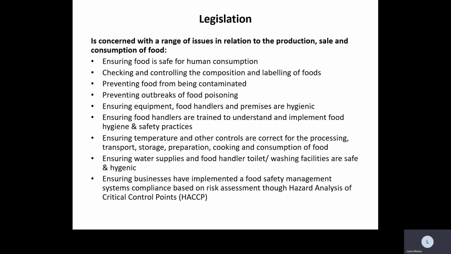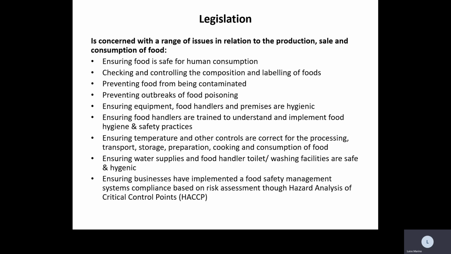So the legislation is concerned with a range of issues in relation to the production, sale and consumption of food. Really all it does is try to make food safe for human consumption. So it's making sure that we have checks in place and control the composition and the labelling of food. Particularly with regard to food allergens, it's a legal stipulation that if you've got one of the 14 included within the food, then you need to put that on the label.